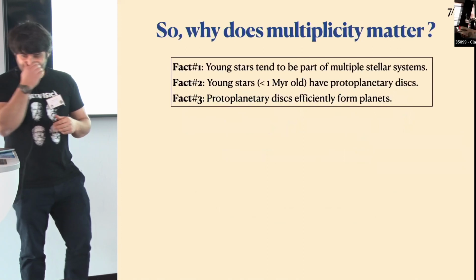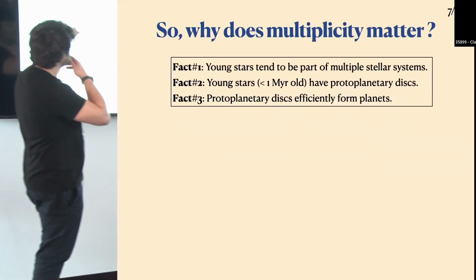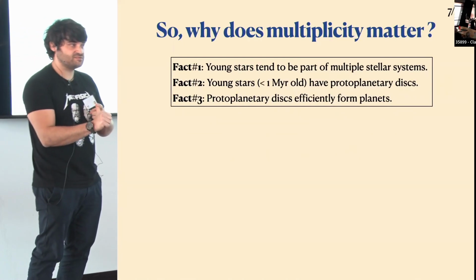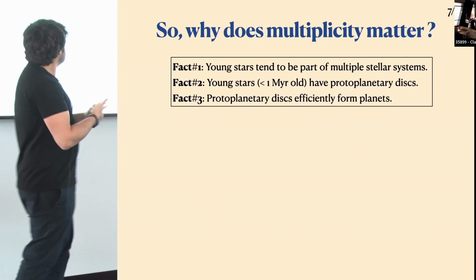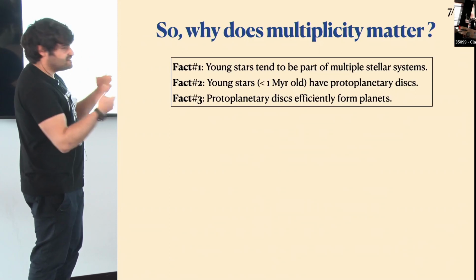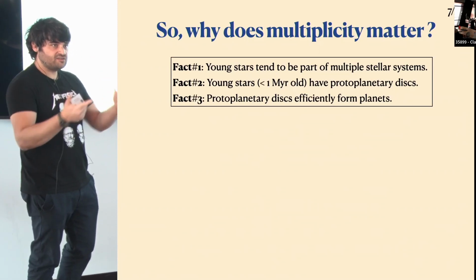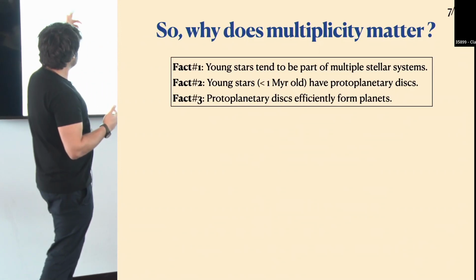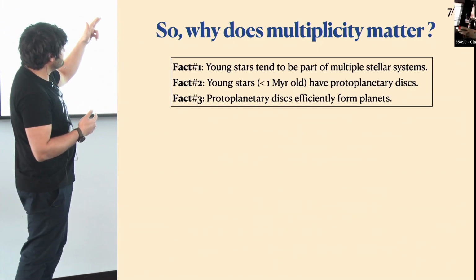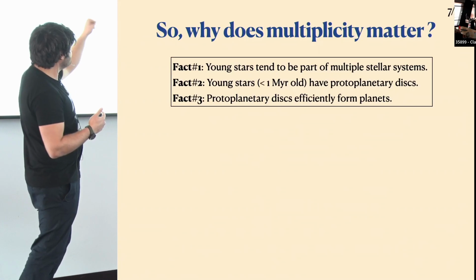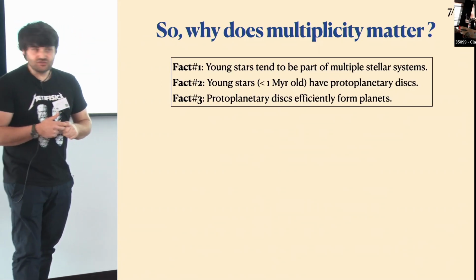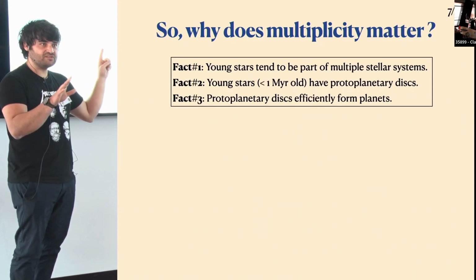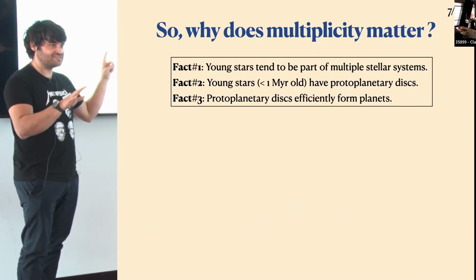But let's see if we agree on these three facts. The first fact is that young stars tend to be part of multiple stellar systems. I showed you why. The second one is that young stars, let's say of the order of 1 million years or perhaps less than that, have protoplanetary disks around. And the third fact is that protoplanetary disks efficiently form planets. So does anybody disagree with this? Nobody. Okay. So I'll assume everybody agrees with this.